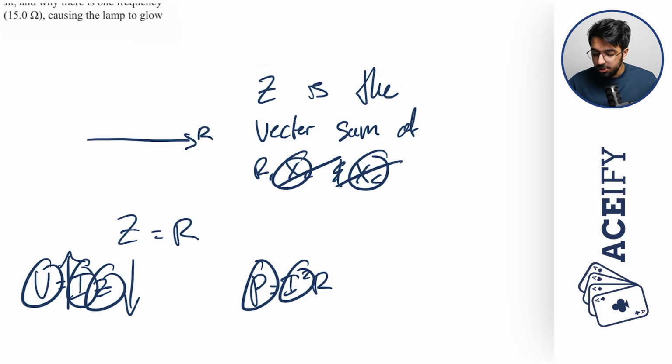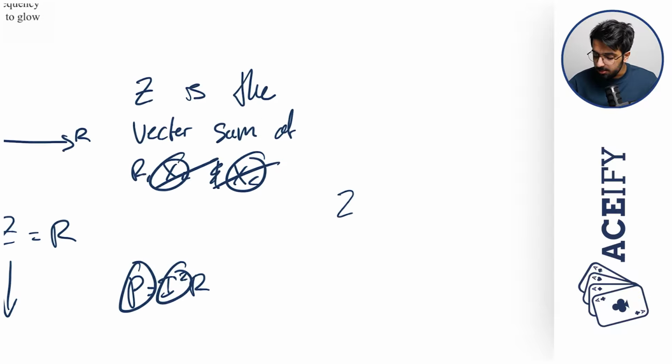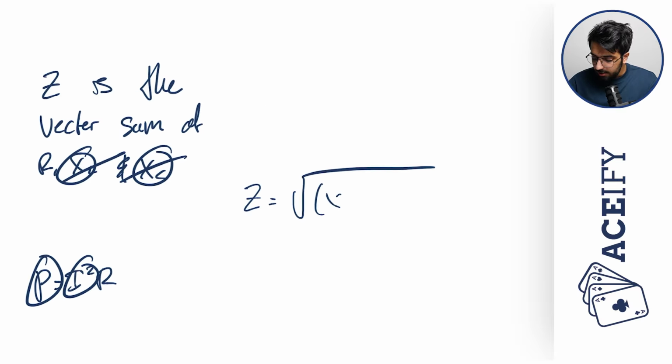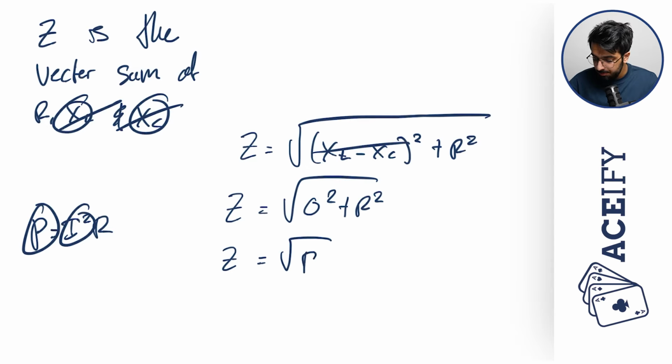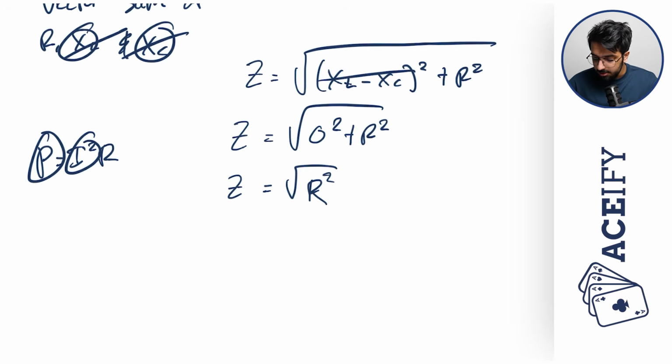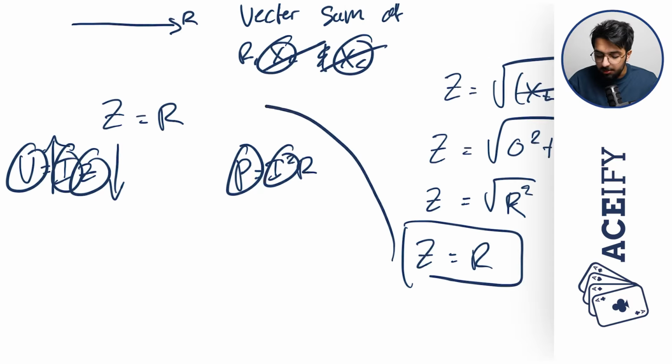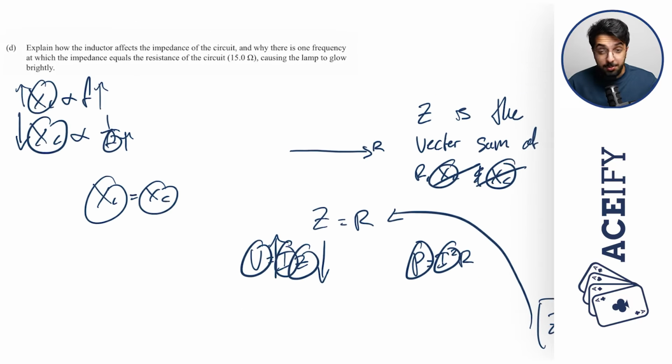Also, another way in which you can explain how total impedance is the minimum: we know that our total impedance is equal to the square root of (XL minus XC) squared plus R squared, okay? If XL and XC are the same value, this term is going to collapse to 0, and so we get Z is equal to the square root of 0 squared plus R squared, which is just the square root of R squared, which is equal to R. Therefore we get the exact same result that we had over here. And so you can explain all that in words.